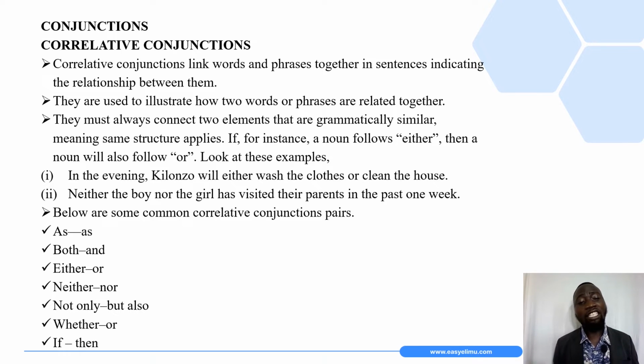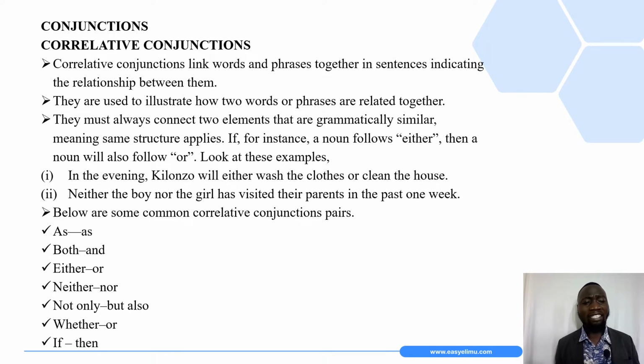Another thing is that correlative conjunctions must always connect two elements that are grammatically similar, meaning the same structure applies. If, for instance, a noun follows either, then a noun will also follow or. And for us to understand this, let's study the examples below.